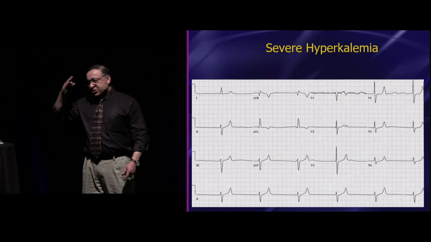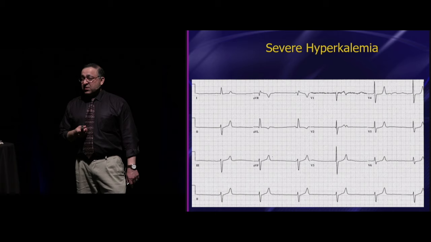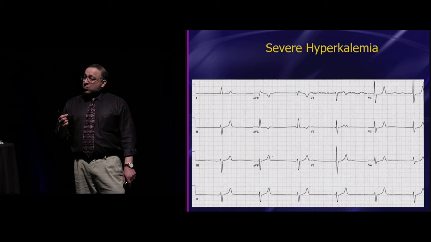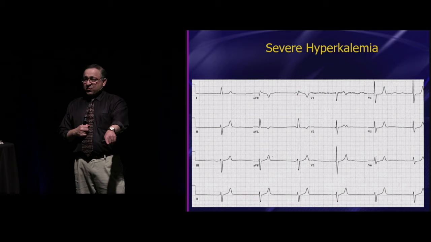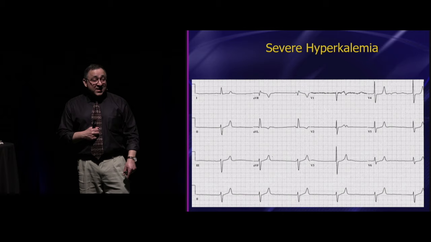So they're marching down the ACLS algorithm. Next step is epi or dopamine. So you get started on a drip, and it's not working. Why don't those work? Well, if you look at the Chem7 of this guy, not only is he hyperkalemic, but what else is he? He's in renal failure, probably, and he's very acidotic. And in the presence of severe acidosis, your pressors often don't work, all right?